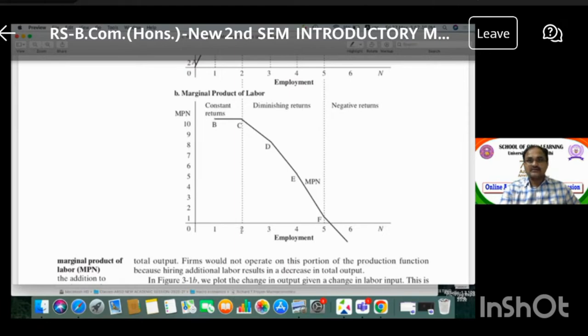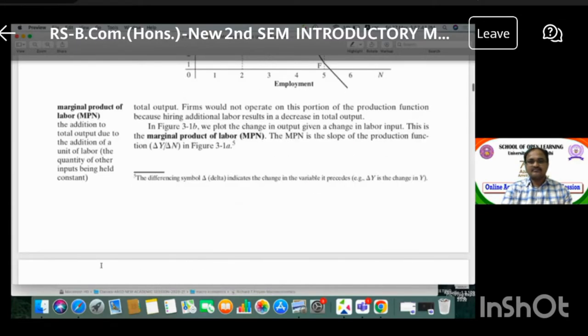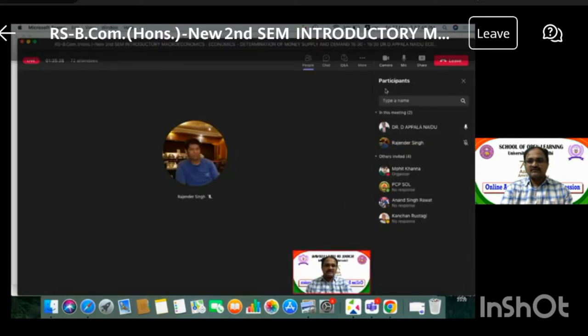And the second unit of labor, again 10 units of output production. And the third unit of labor, 8. The fourth unit of labor, 5. And the fifth unit of labor, 1. And the sixth unit of labor, it goes to minus 2. That's why this diagram goes into a negative situation. So look here, this is the MPN curve. MPN means the marginal productivity of labor. Here it is written: marginal productivity of labor.